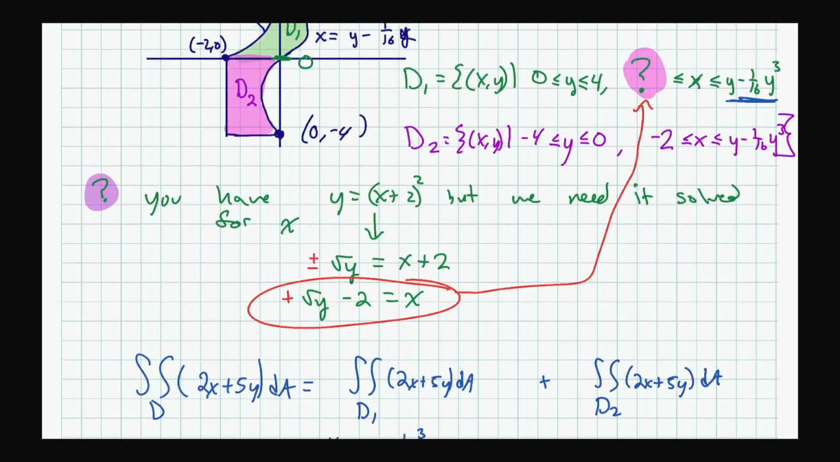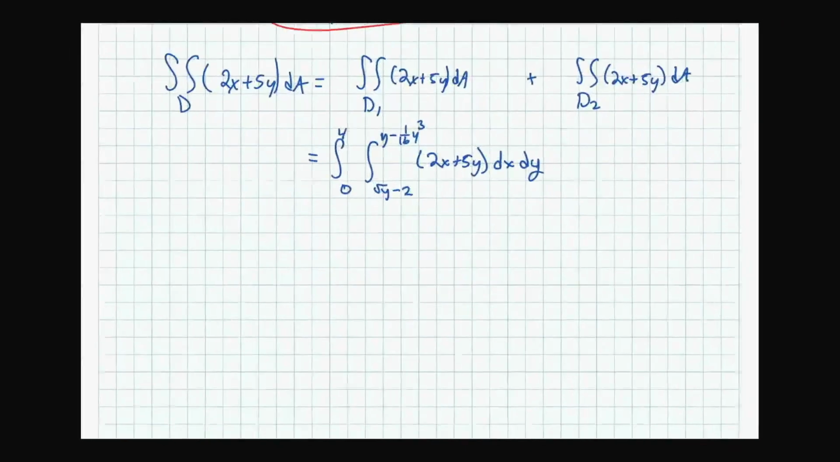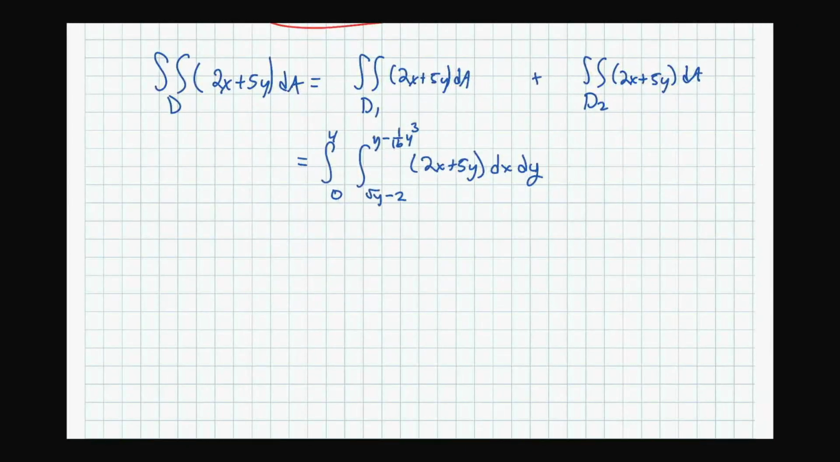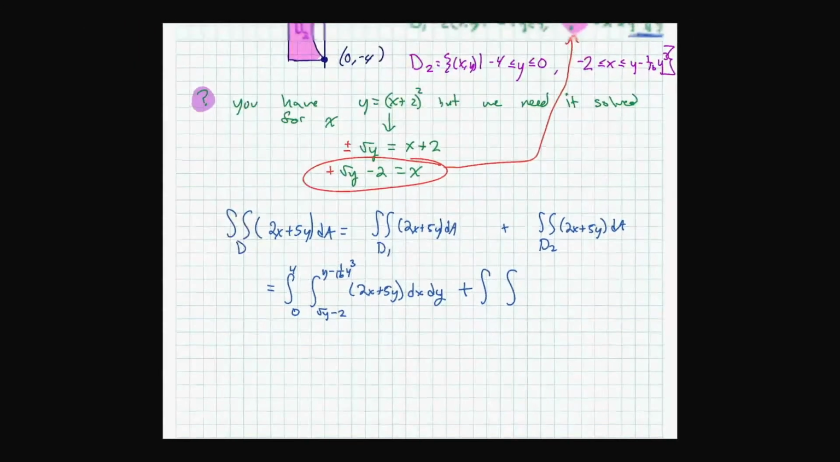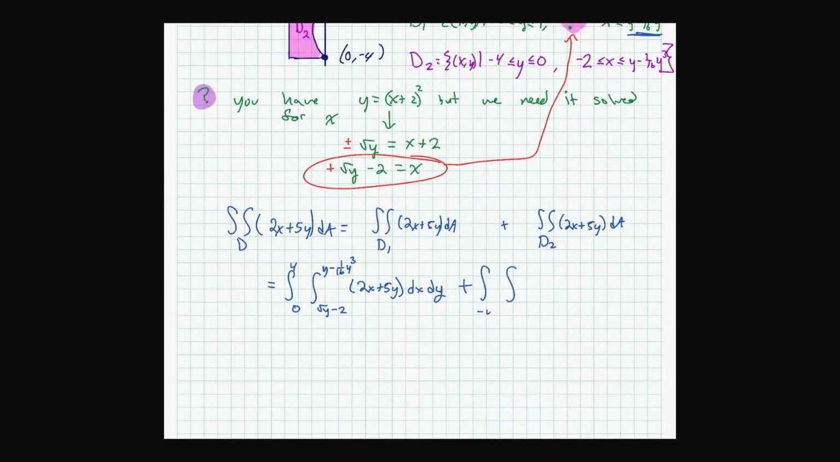Plus the other integral, which I should have left a little more room, and we've got there -4 to 0 for the y integral, and then -2 to y minus 1/16 y cubed of 2x plus 5 dx dy. And so you have to do all that just to set up this integral.